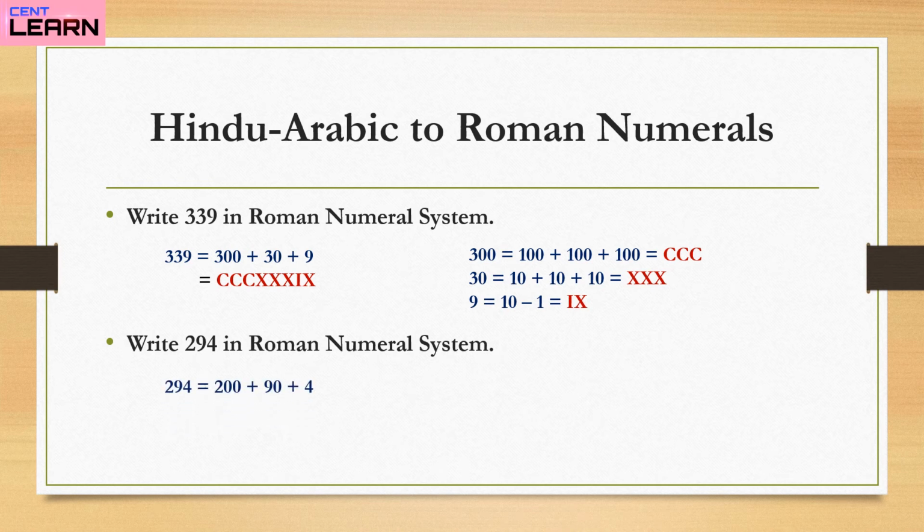Another example is write 294 in Roman numeral system. 294 is equal to 200 plus 90 plus 4. 200 is equal to 100 plus 100, which is equal to CC. 90 is equal to 100 minus 10 is equal to XC. 4 is equal to 5 minus 1 is equal to IV. So the answer will be CCXCIV.